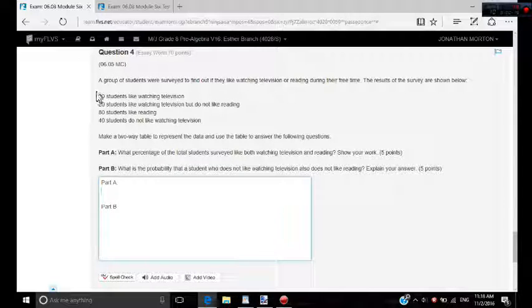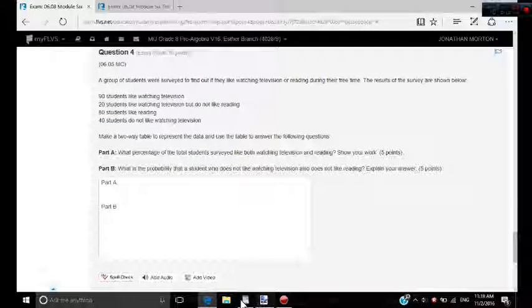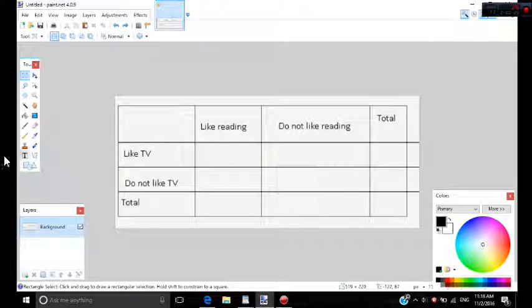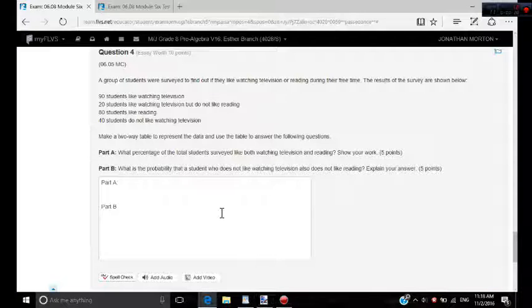So here we have a couple numbers for a table. I've gone ahead and made the table, and I'm going to fill it out, and that way you can see how I get my answers.